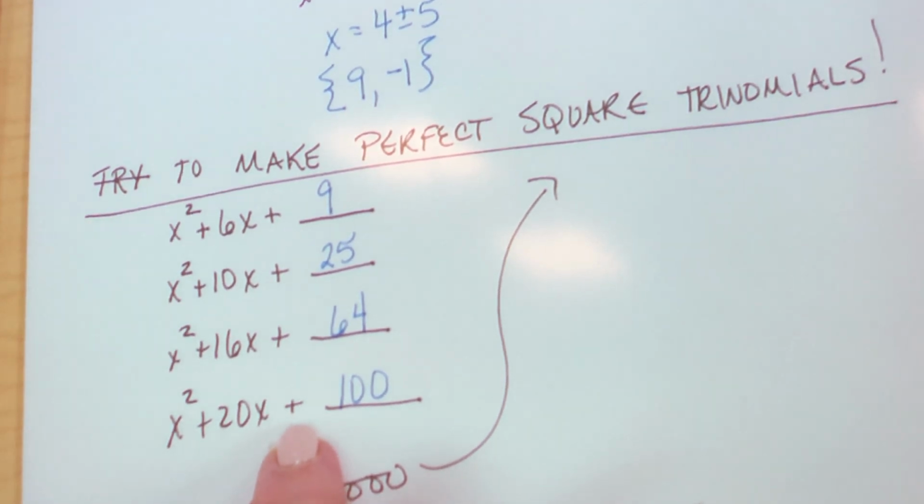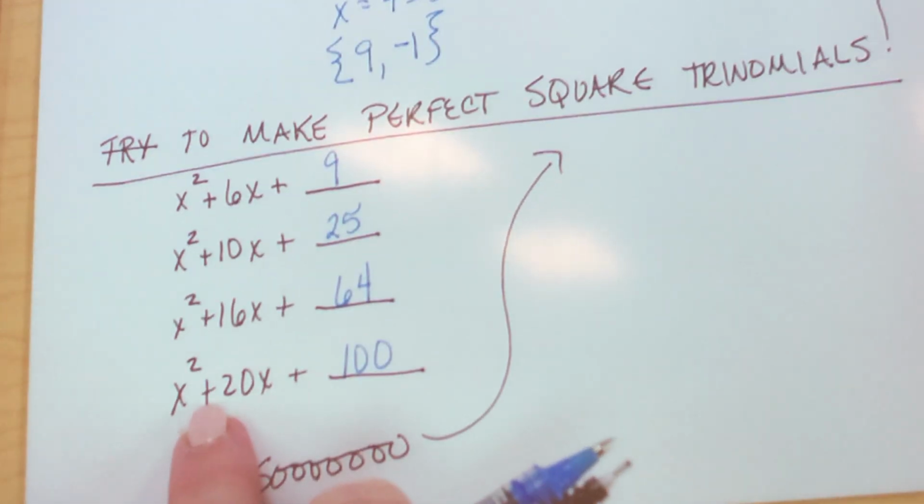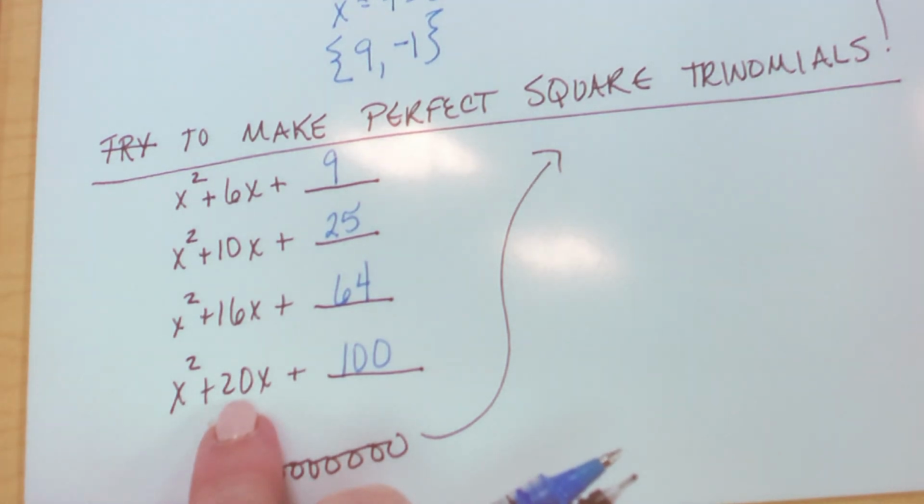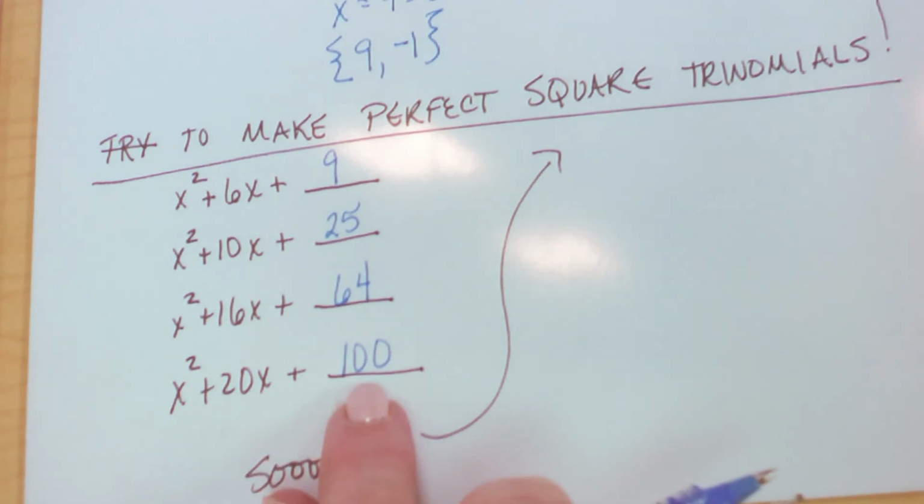No. That's exactly right. Because when I square something, it's always positive, right? Y'all, I can make that a minus sign if I wanted to. Okay? And when you take half of negative 20, what do you get? Negative 10. But negative 10 times negative 10 is positive 100. Okay, so that's why that's a plus sign.